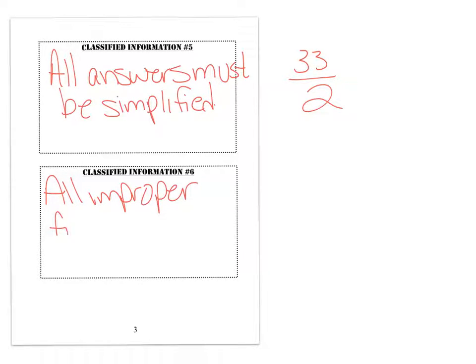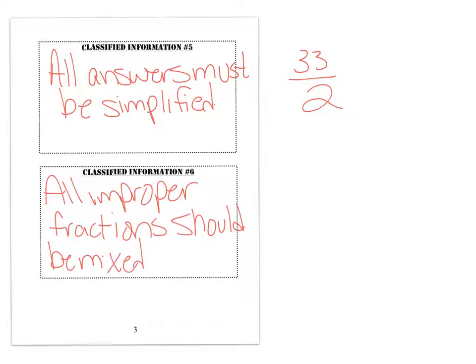should be mixed numbers, especially in word problems. So let's do that. 33 over 2 would be 33 divided by 2.